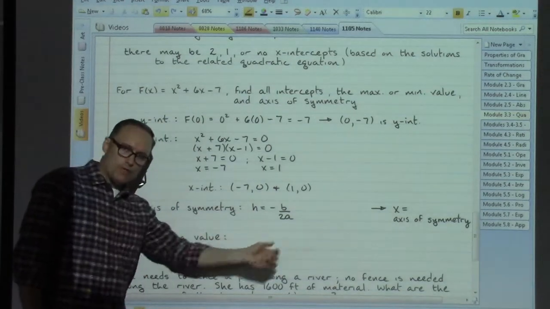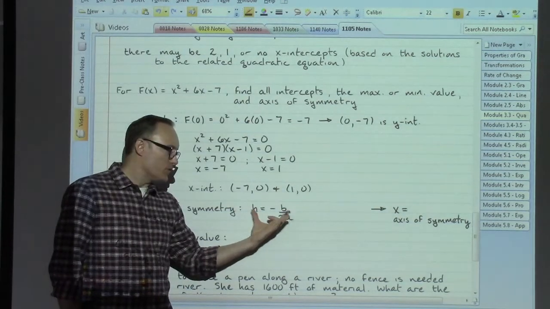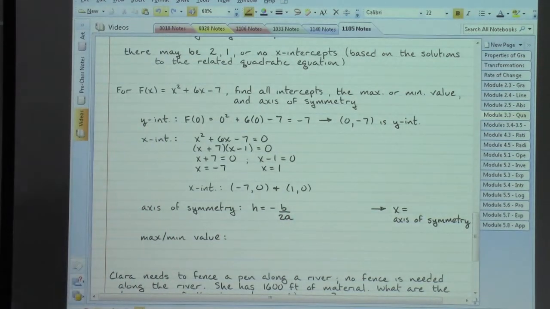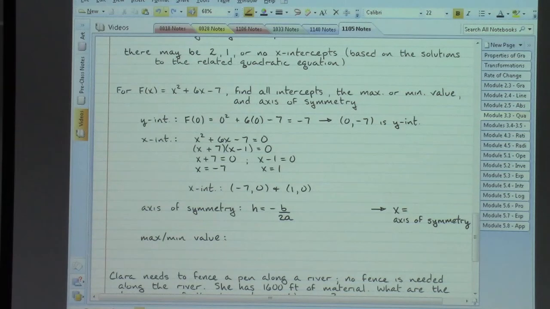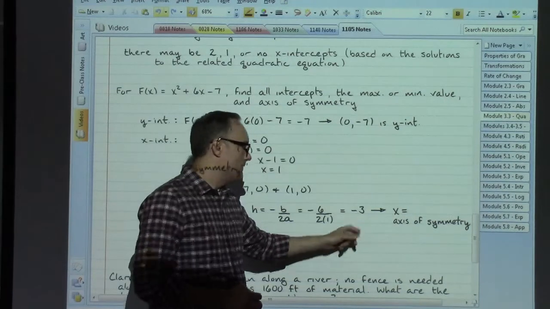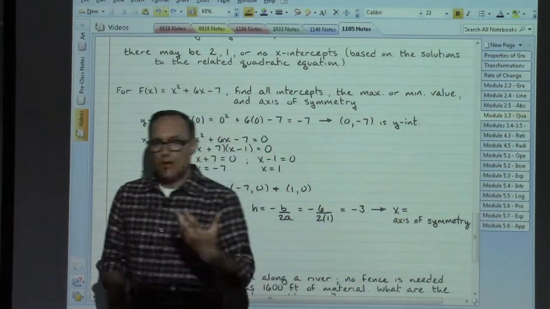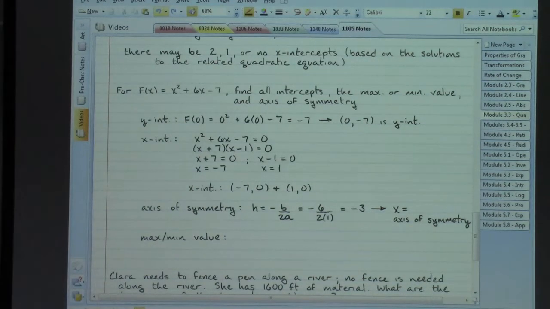Then bringing in more of the new stuff, the axis of symmetry is based on the h number, so we'll crank out the h number. The b value in this particular equation is 6, the a value is 1, and so that means that our h ends up being a -3. Our axis of symmetry is a vertical line, so x equals -3 is that axis of symmetry.